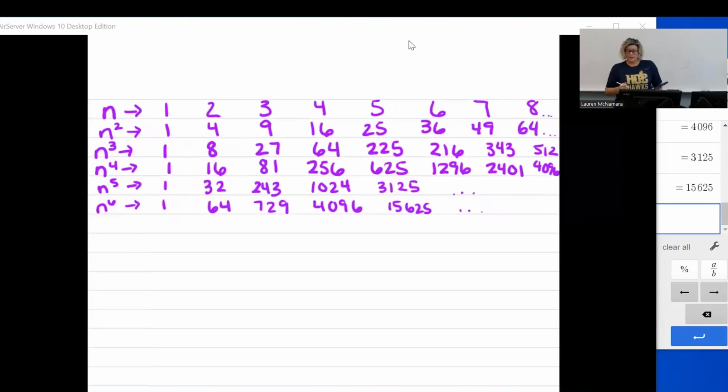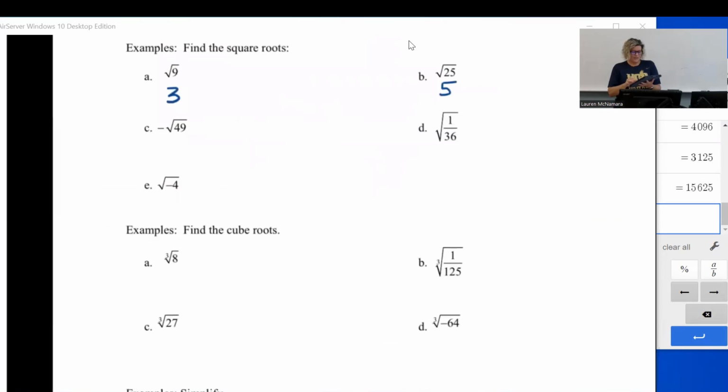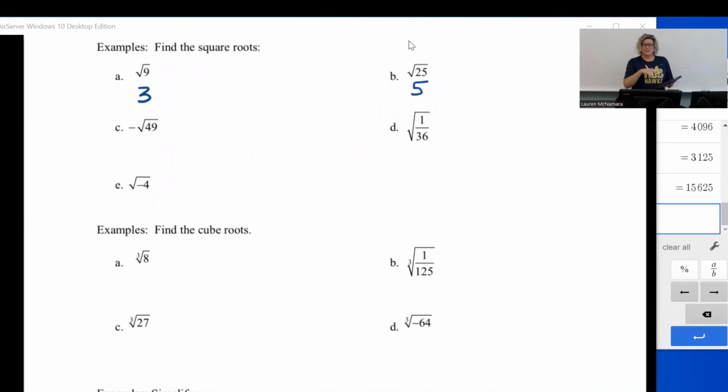We're just talking about ones that are perfects today. Now for C, I have a negative out in front. So since I have a negative out in front, I want a negative, then the square root of 49, which is 7. All right, looking at D, I have the square root of 1 divided by 36. You can look at that and say it's the square root of 1 divided by the square root of 36. So I get 1 divided by 6.